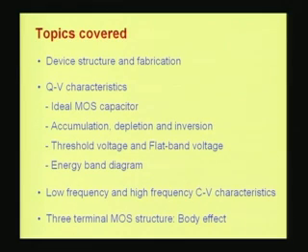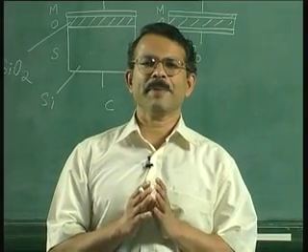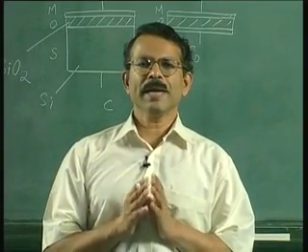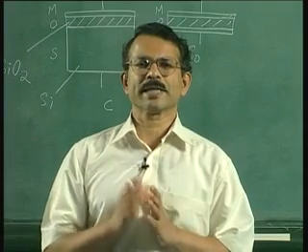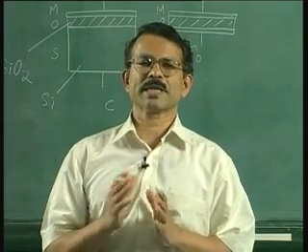In the charge voltage characteristics, first we will discuss the idea of an ideal MOS capacitor. Please note that we are using the words junction and capacitor interchangeably. This is because for the MOS junction there are no characteristics other than the capacitance characteristics. For a PN junction you have the current voltage characteristics. That is a DC current voltage characteristics.